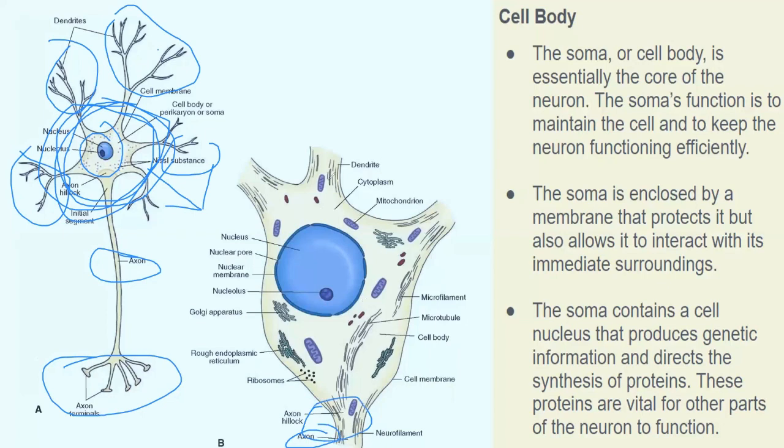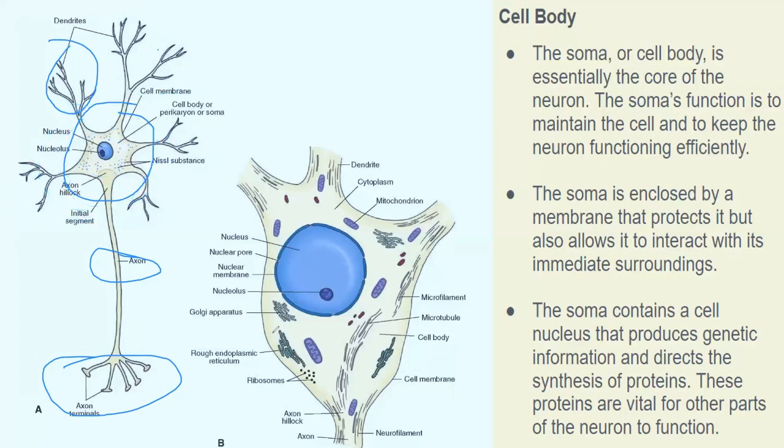So this is the nucleolus. Then this whole part is nucleus. Then there are other parts also which we really don't need to understand because that's not in our syllabus. So let's not go there. So just remember the function that it maintains the cell and keeps the neuron functioning efficiently. Okay. Then moving on to axon.